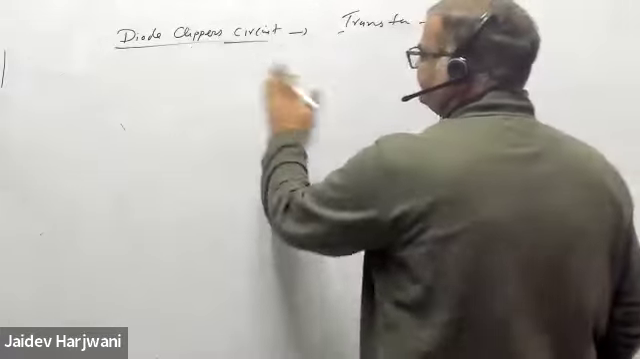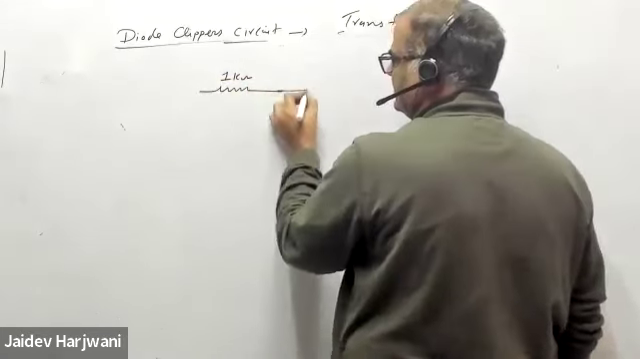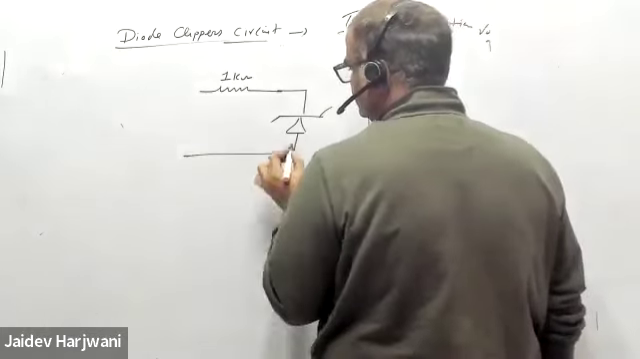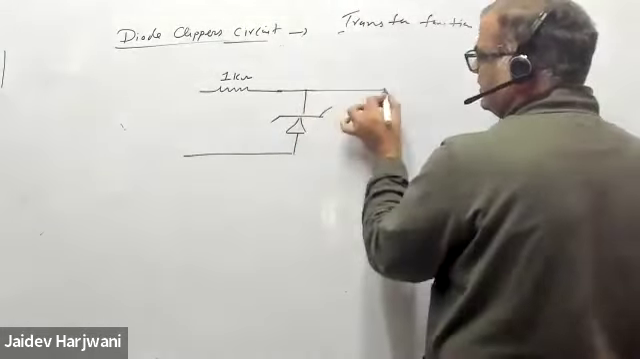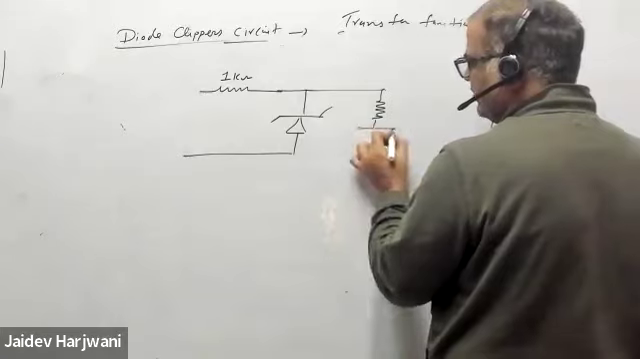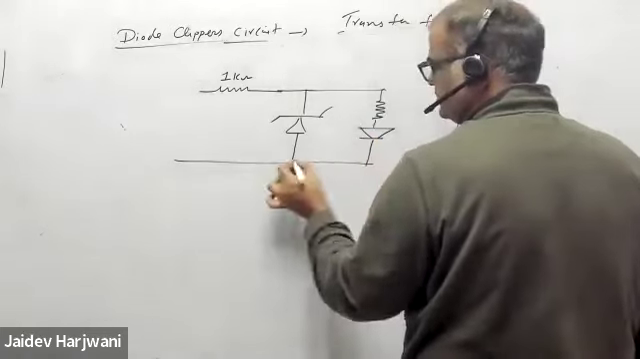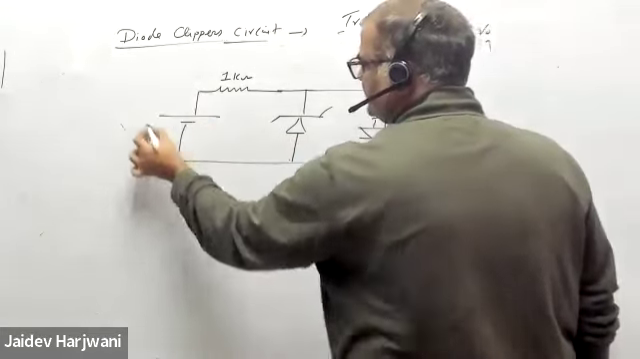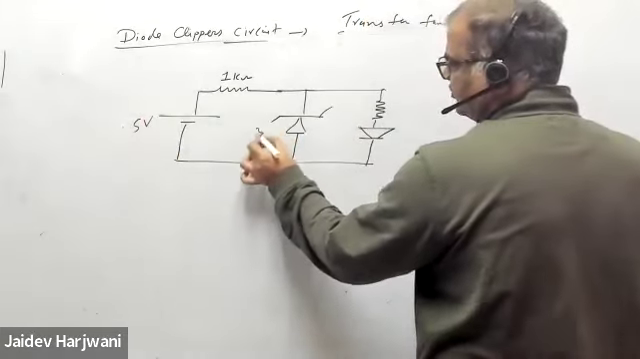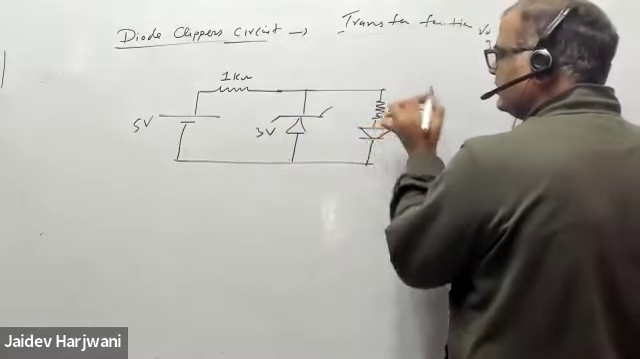Say I have a resistance, say this is 1 kilo ohm resistance. Here I am putting a Zener diode. Here I am putting a normal diode. And here I am putting a voltage of 5 volt. The Zener voltage is 3 volt. This is also 1 kilo ohm. Okay.